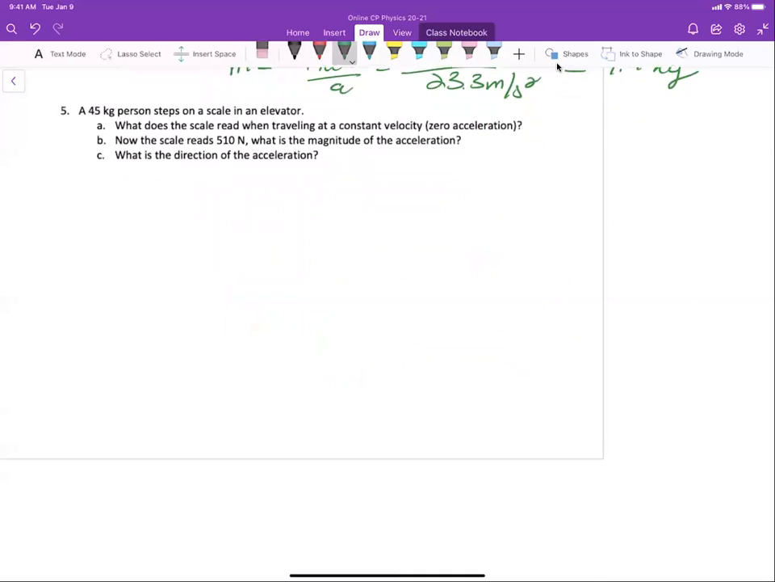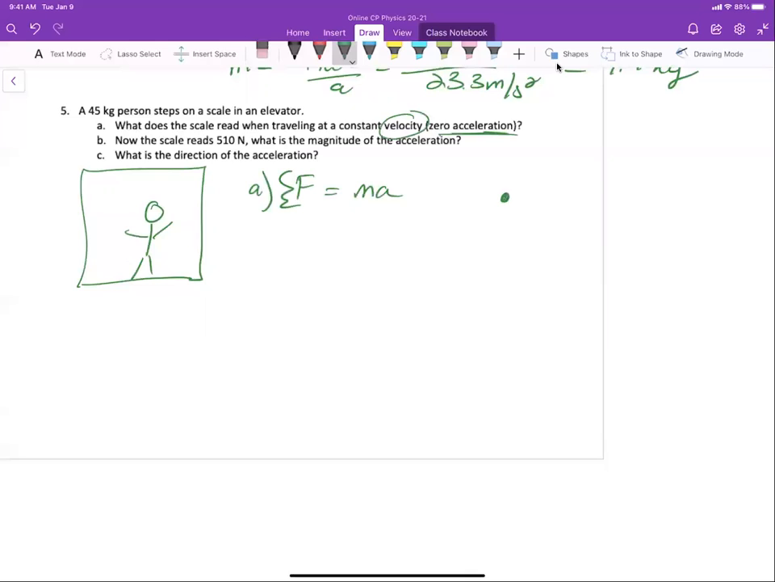A person steps on a scale in an elevator. So they're inside the elevator. What does the scale read when it is traveling with a constant velocity? What does that mean? That means zero acceleration. Okay, A. Force equals ma, the sum of all the forces. Well, let's draw a free body diagram. When it's standing on the scale, we have force normal up, we have force of gravity pulling down. This is what the scale reads. So we need to find force normal.